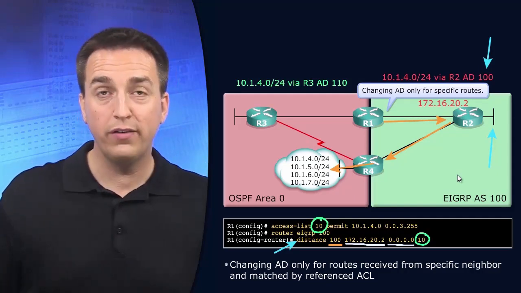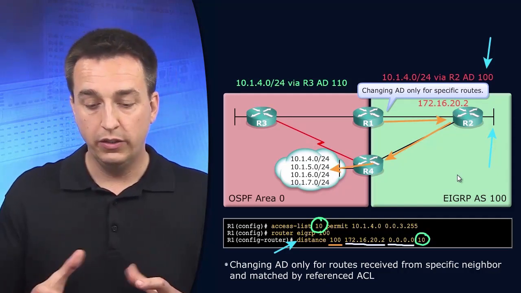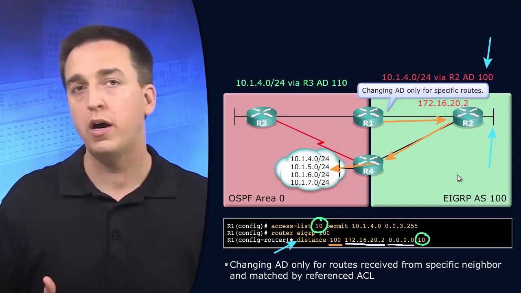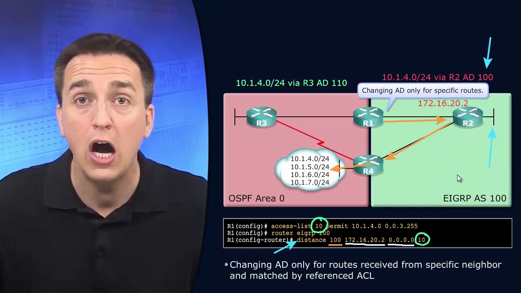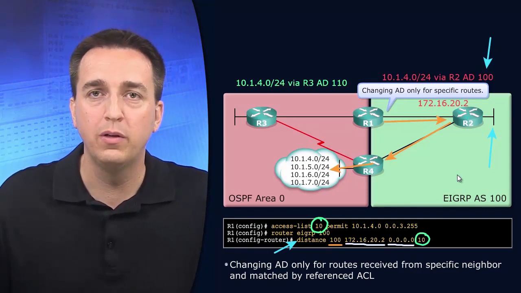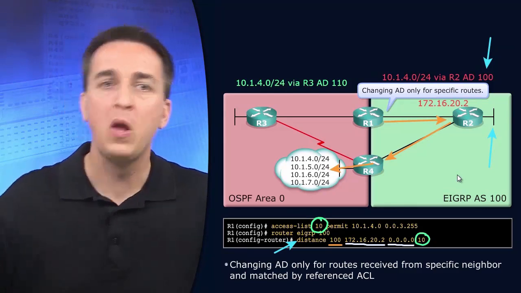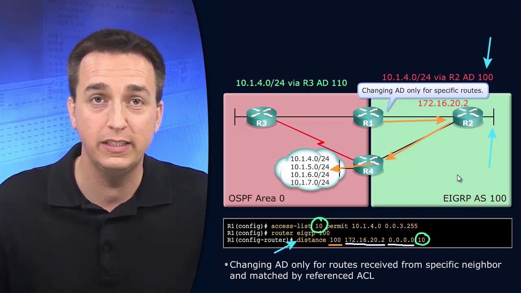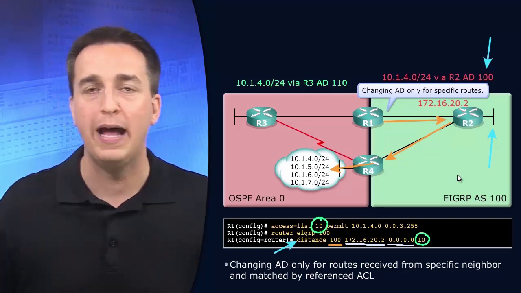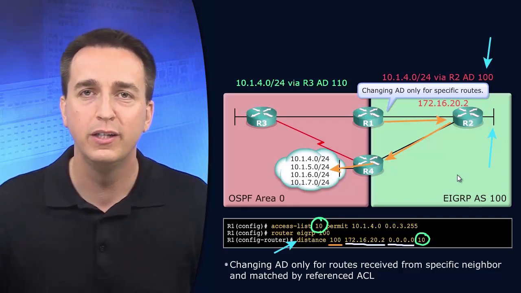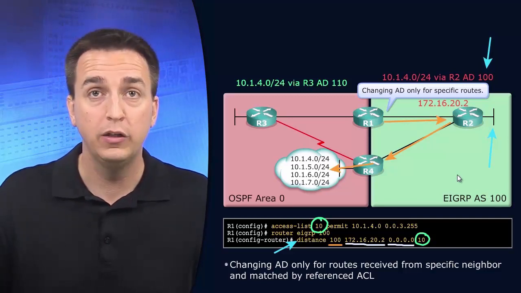So you can see how administrative distance through the redistribution process ended up causing suboptimal path selection. However, by modifying the administrative distance, we could overcome this problem and ensure that the optimal path, according to us as administrators, was the path that was ultimately being used.